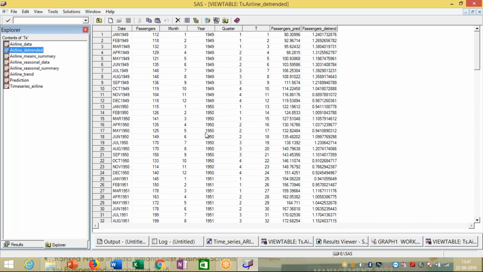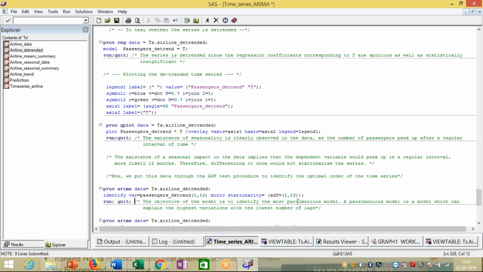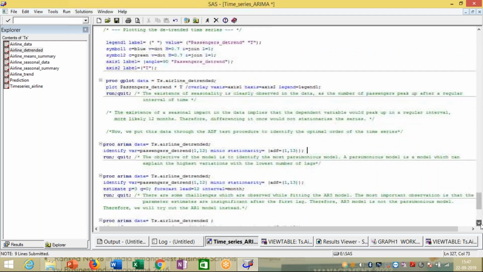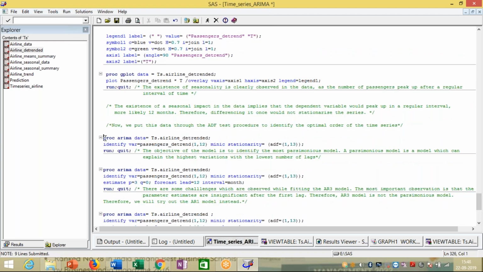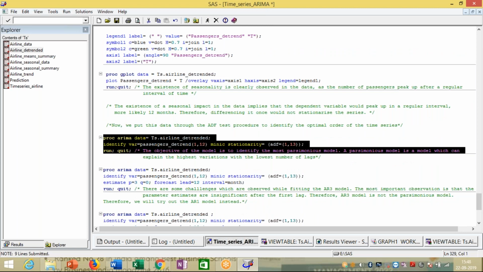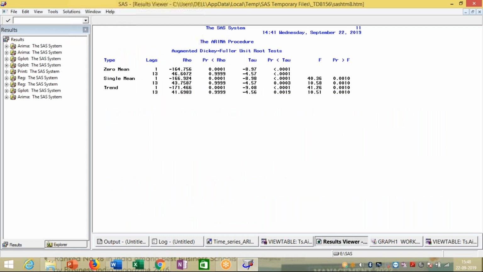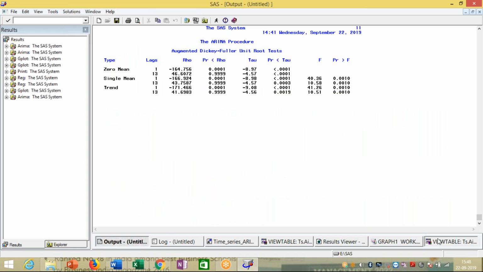Now, if you have a look at the mathematical formula for the ADF test, you'll get an idea about what this 1 and 13 mean. But let's not worry about it at this stage. Basically, what I've done is put in 12 lags at a go. Now I'll run this code.